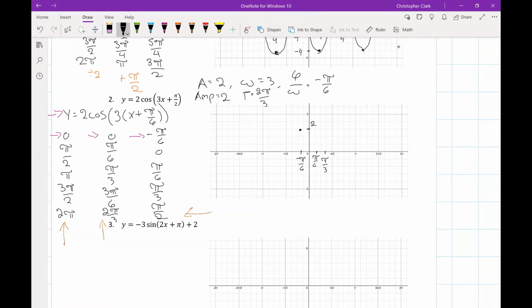All we did was say, look, normally cosine of 0 is 1, but that 0 is divided or shrunk to 0, so that doesn't change, and it's been shifted to negative pi over 6. So when we plug negative pi over 6 here, we get just 1, but now we have to take into account the amplitude, so it's 2. Now at pi over 2, cosine is normally 0, but that pi over 2 has become pi over 6, and been shifted over to 0. So we get right here.